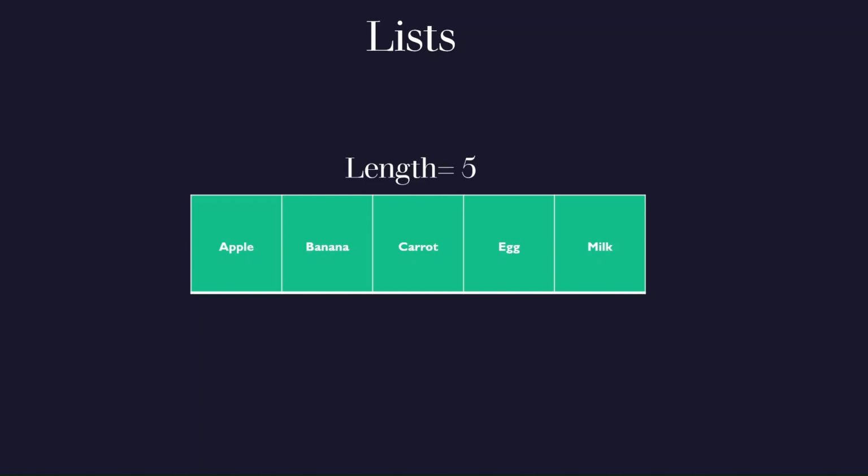So we have the length to be 5, meaning there are 5 items in this list. So let's say this would be a shopping cart with 5 items: apple, banana, carrot, egg, and milk. So item 1, item 2, item 3, item 4, and item 5. So this is a list of 5 items. So the length of the list is 5.